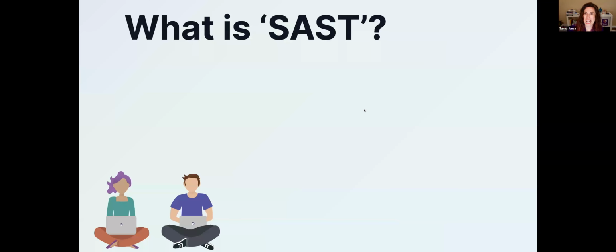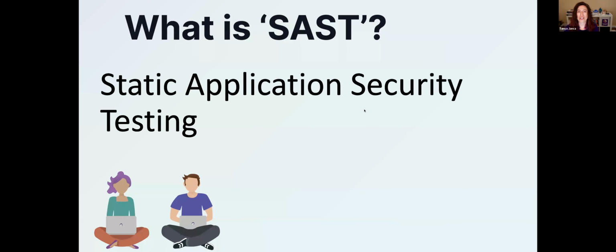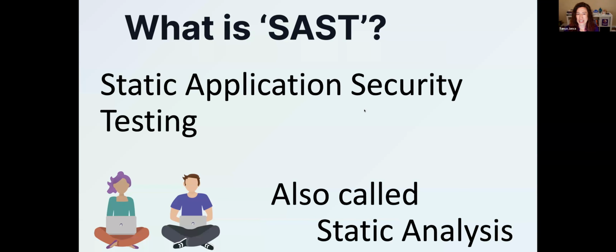Okay, so what is SAST? It stands for Static Application Security Testing. It also is called static analysis. So what does static mean? It means it stays still. So when we're doing something that's static with software, it means we're looking at the written code. And so static analysis analyzes the written code for vulnerabilities.